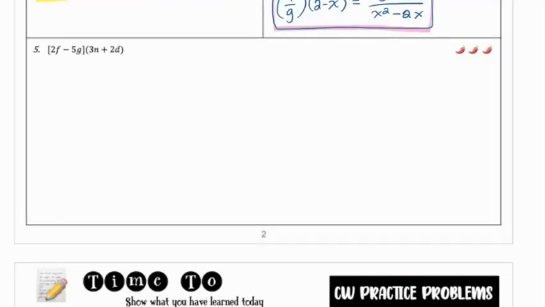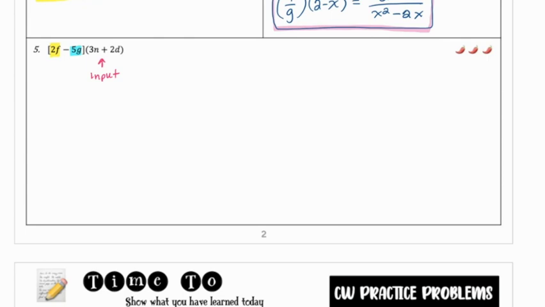For the last one, it got a little complex. We have 2 times the f function minus 5 times the g function. That's how I'm reading this. Twice my f function minus 5 times my g function, where my input is 3n plus 2d. So I'm going to do the same thing I've been doing. I'm going to rewrite it so it's easier for me to visualize this.